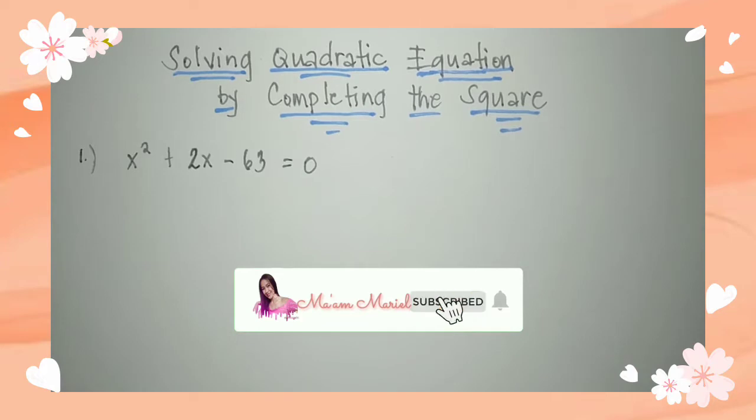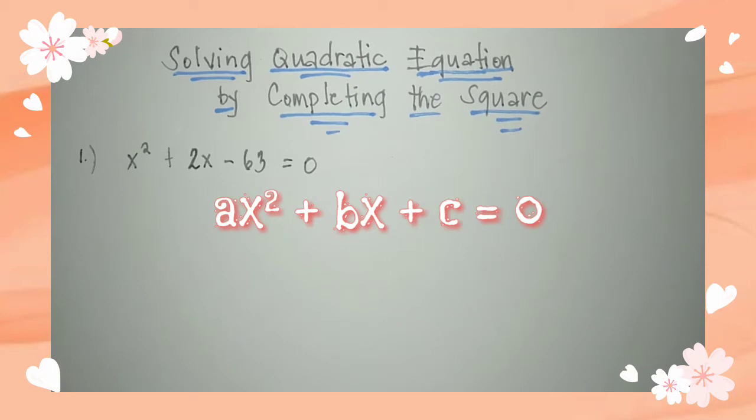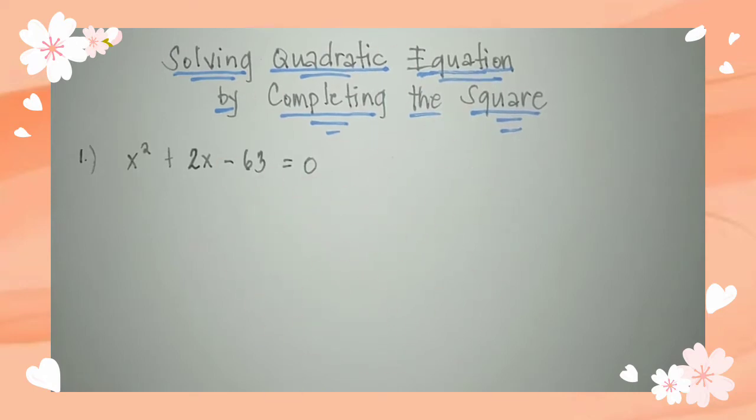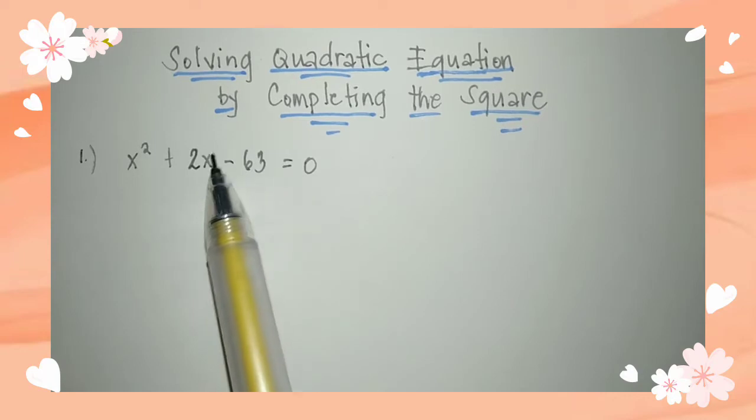So for this video, we're going to discuss all about solving quadratic equation by completing the square. Remember, when dealing with quadratic equation, we have our standard form, ax squared plus bx plus c, where a, b, and c are real numbers, and a is not equal to 0. Okay? So, take a look at this. We have A, B, and C.